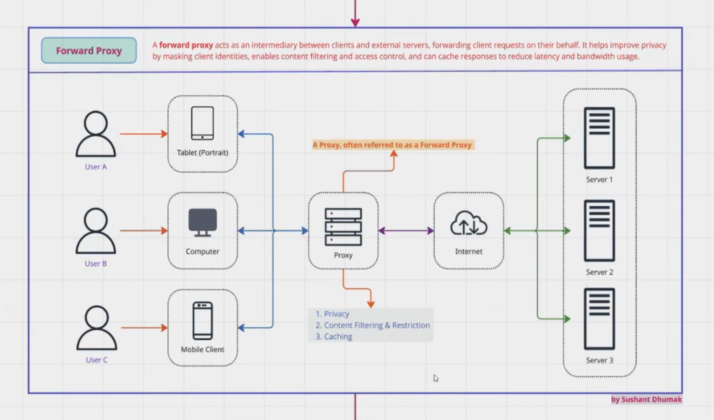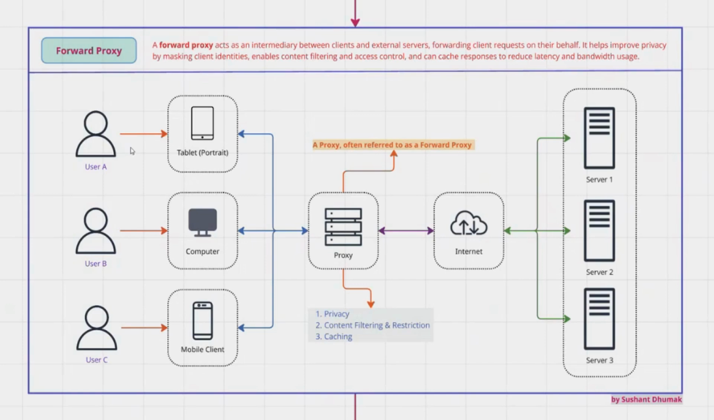So now let's look at forward proxy. It is often referred to as just proxy, but we also call it forward proxy. So just look at the definition of it. A forward proxy acts as an intermediary between clients and external servers, forwarding client requests on their behalf. It helps to improve privacy by masking client identity and enables content filtering or access control, and can sometimes be used for caching to reduce the latency and the bandwidth usage.